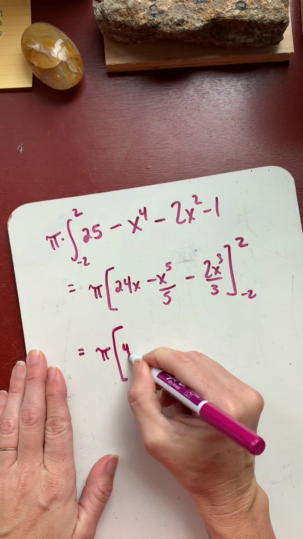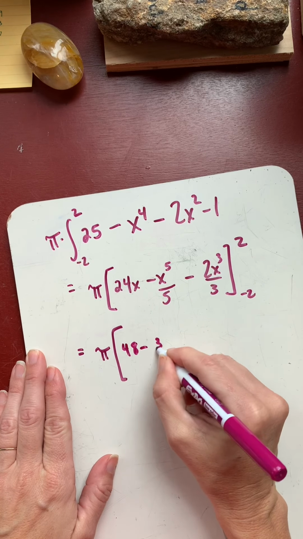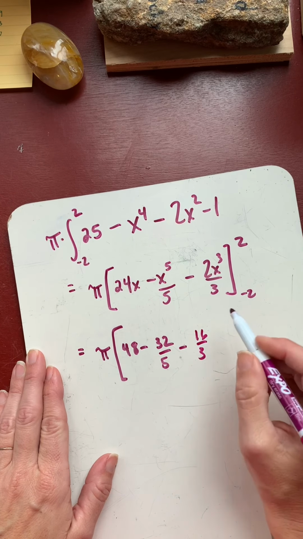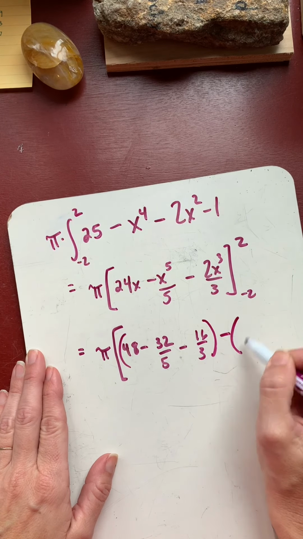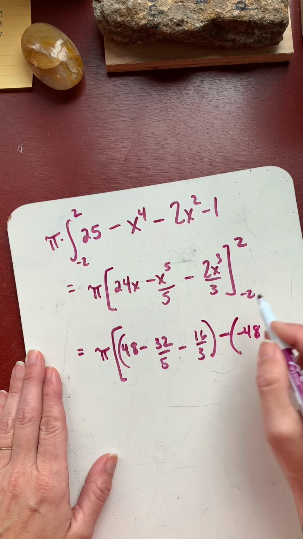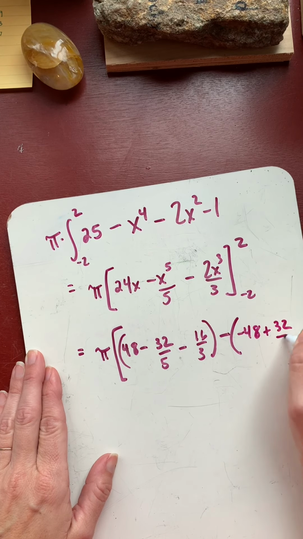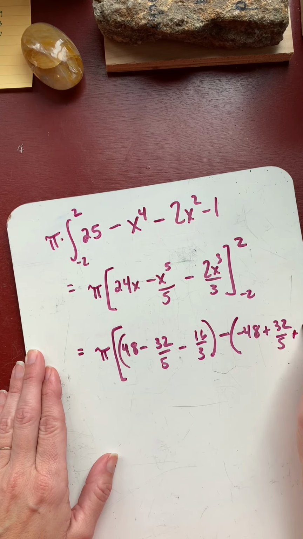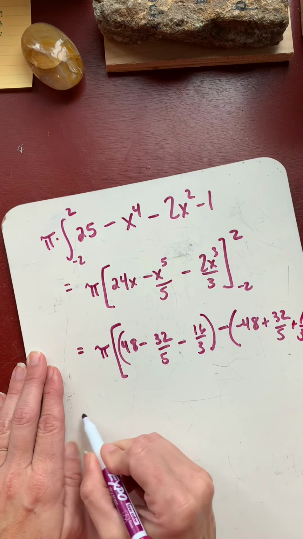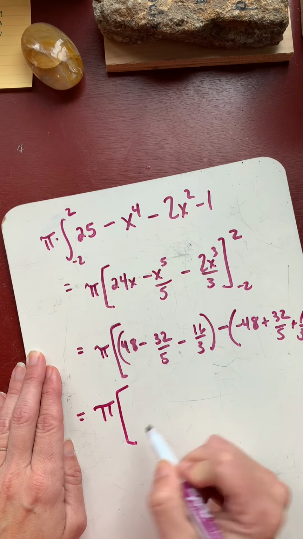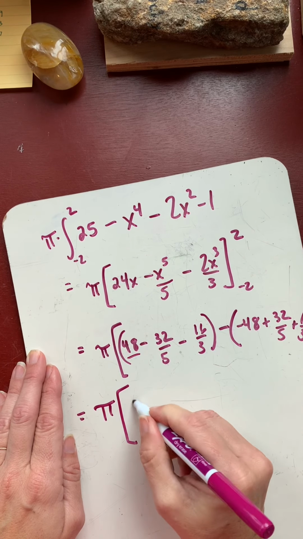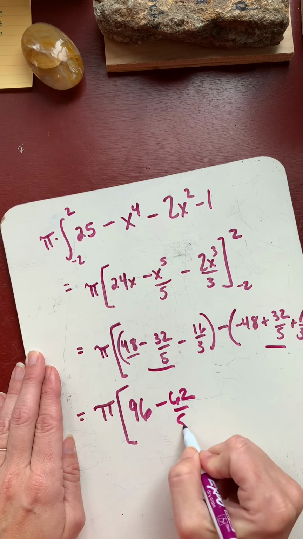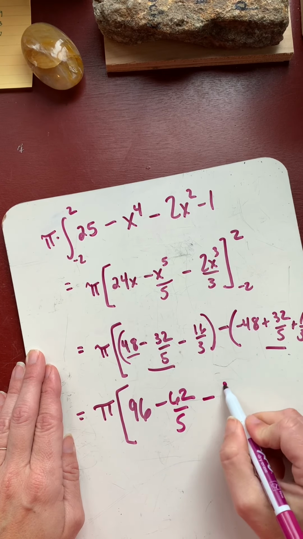So pi, plug in 2, I'm going to have 48 minus 2 to the 5th, so 32 over 5, minus 2 to the 3rd times 2, 16 thirds. Minus, plugging in -2, minus 48 plus 32 fifths, plus 16 thirds. 48 plus 48, that's 96. Minus 62 fifths, and minus 32 thirds.